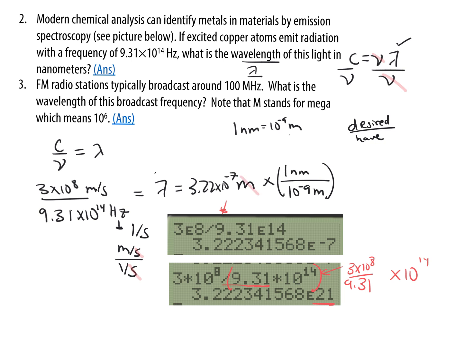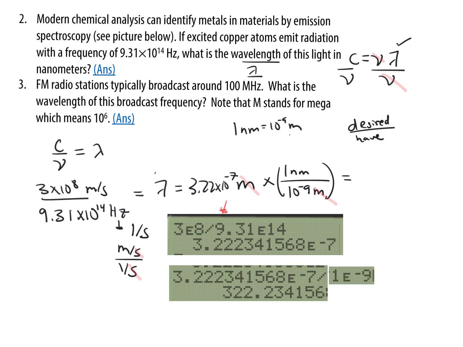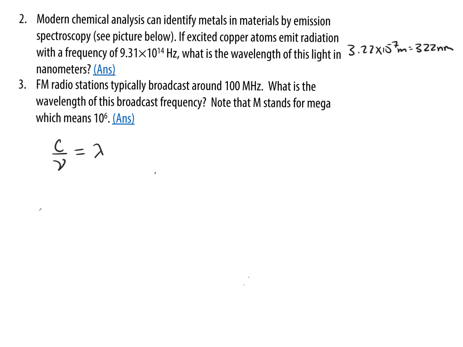Again, just being careful and rigorous about your units will make this all work out. And here's our final answer. Okay, when we type that in, we get 322 nanometers using 3 significant figures as our final answer. Again, makes sense because we are going from a very small amount of meters to a pretty reasonable amount of nanometers. Okay, now for number 3, this one we have 100 megahertz is our frequency.